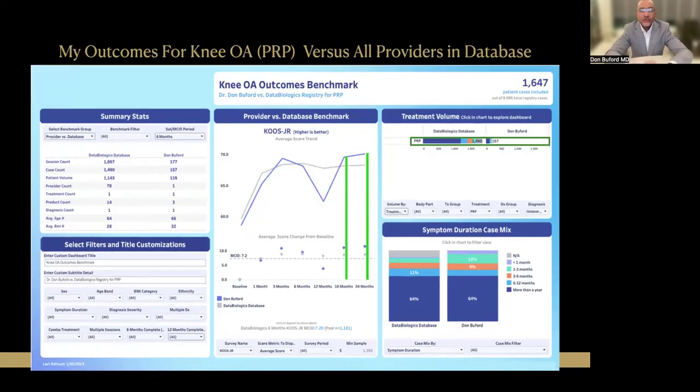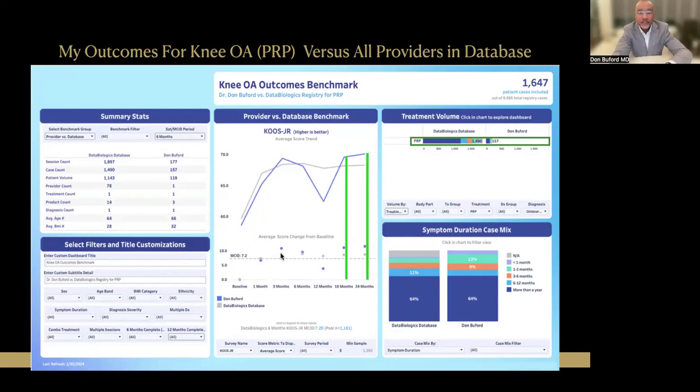So now here's an example where the question has changed a little bit. Now let's hone in and look at just my PRP treated patients. And so again, the question is, how do my knee patients do that are treated with PRP? And let's just compare that to the overall database. And so here you can see I've got 157 patients treated with PRP. There's 1,490 patients in the database besides mine.